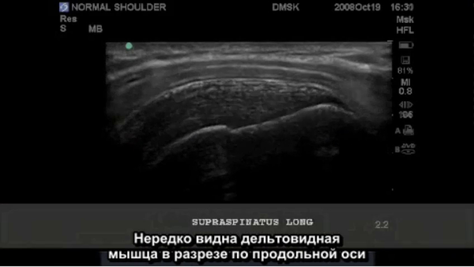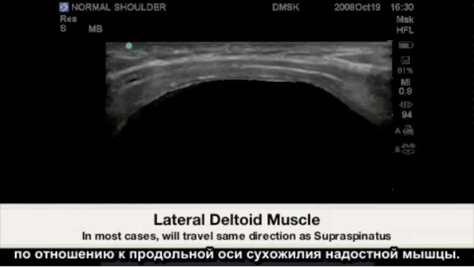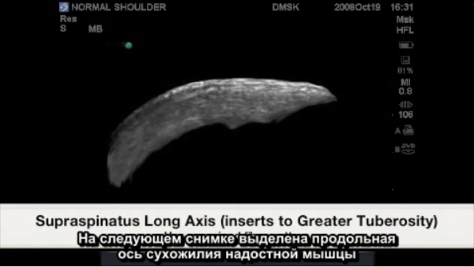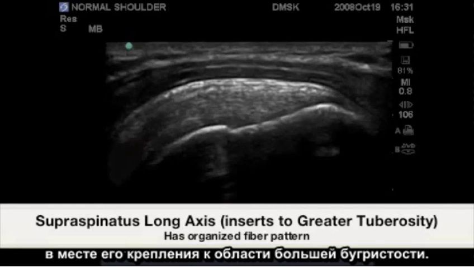It is not uncommon to see a long axis deltoid muscle in relation to the long axis of the supraspinatus tendon. Highlighted in the next image is the long axis of the supraspinatus tendon as it inserts to the greater tuberosity.